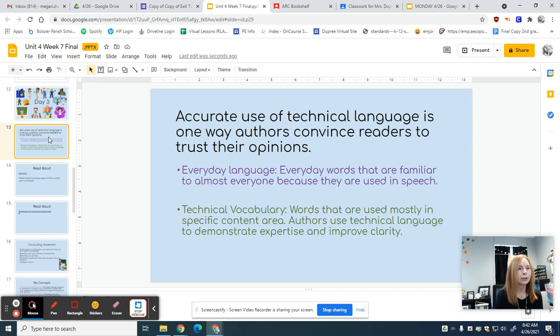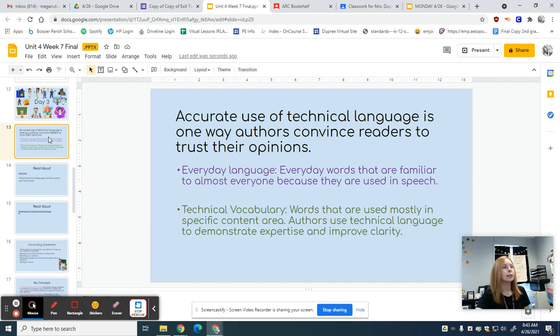Whereas technical vocabulary are words that are used mostly in a specific content area. So authors use technical language to demonstrate expertise and improve clarity. Clarity is making it easier for readers to understand and follow their thinking.